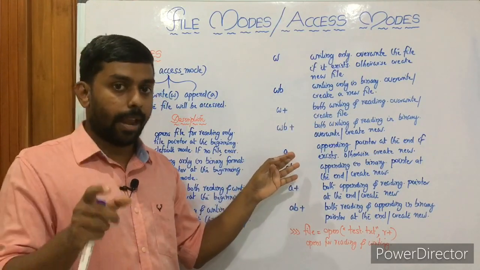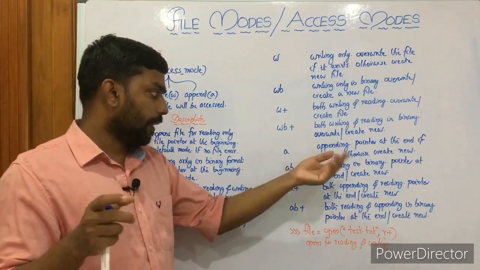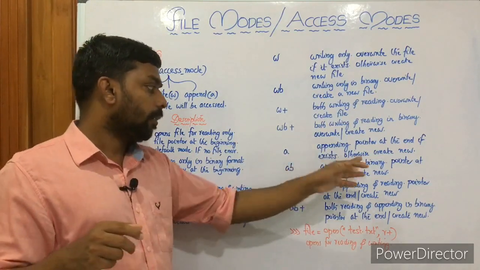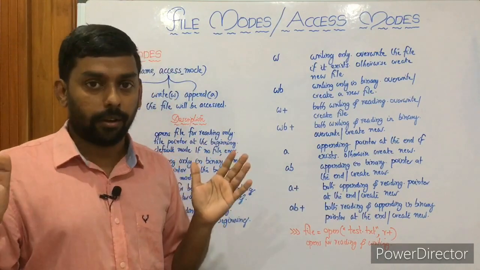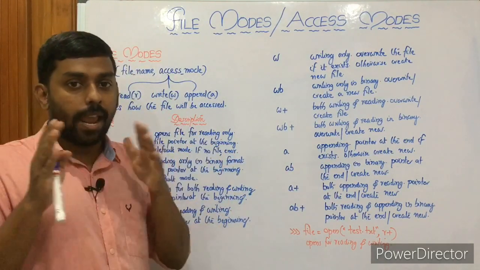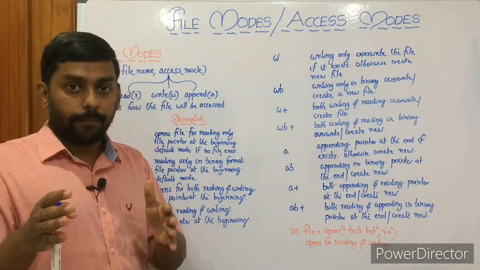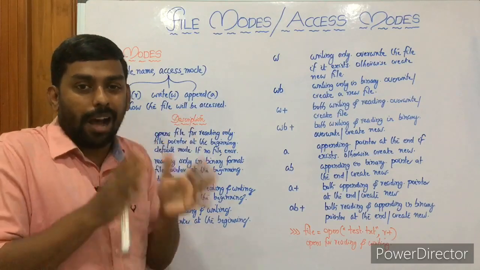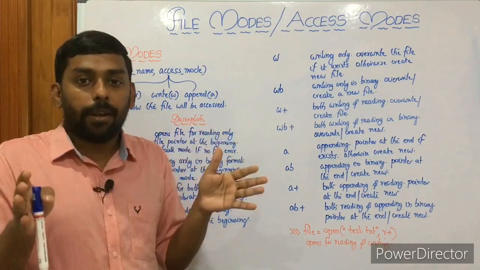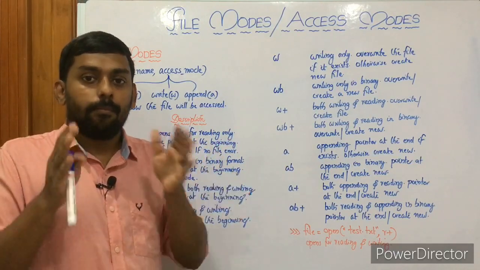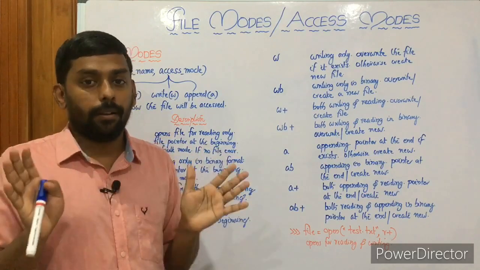A is for appending, adding at the end, so the pointer is at the end of the file if it exists, otherwise creates new. Then AB is appending in binary. A plus is appending and reading, AB plus is appending and reading in binary. So the main difference between A and AB, or W and WB, or R and RB is that A is for appending text, but AB is appending binary. That's the difference.